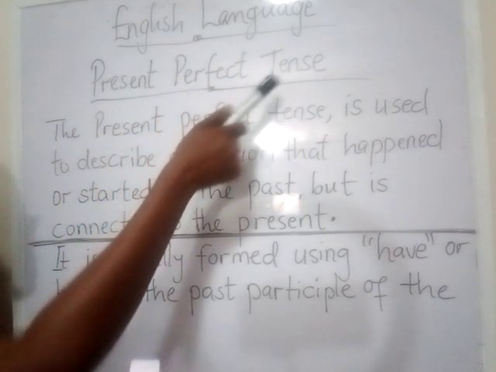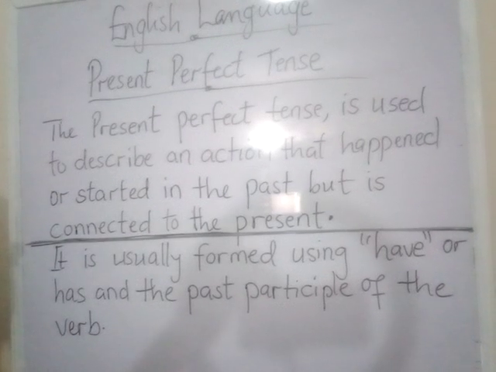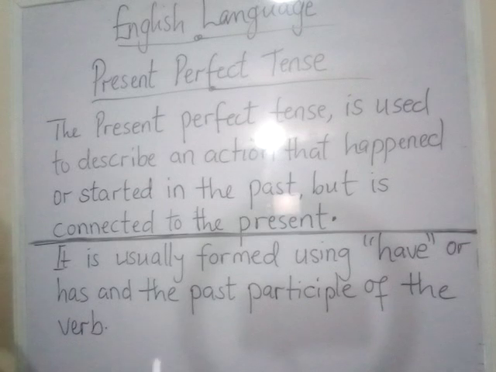Present perfect tense. In our earlier lesson, we looked at tenses in the English language, and we said that tenses are those verbs in English that help to show when actions happen or when events take place, whether it's in the past, in the present, or in the future. That's what tenses do. So in this lesson, we are looking at present perfect tense.